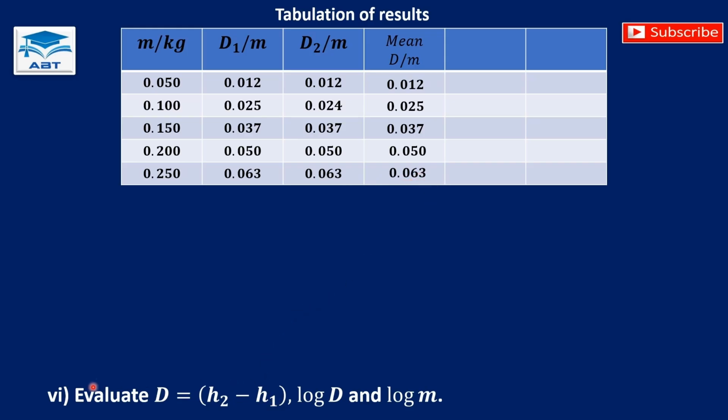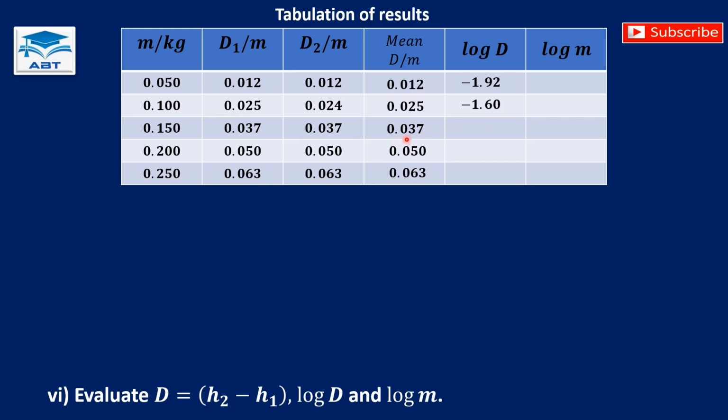And remember, the question says we should evaluate log D and log M. So we have log D here and log M. Remember, log D has no unit and log M has no unit. So for log D, we take log of the mean D. So log 0.012 is negative 1.92. We leave it in 2 decimal places. Log 0.025 is negative 1.60.